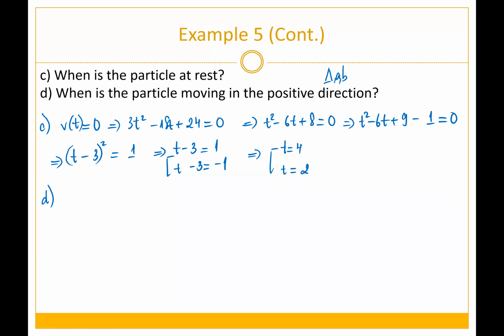Now part D is asking when the particle is moving in a positive direction. Now, look at this. Here we stop twice, but you have no idea what's going on in the middle. They can go backward, they can go forward again, or they can go in both directions, back and forth.